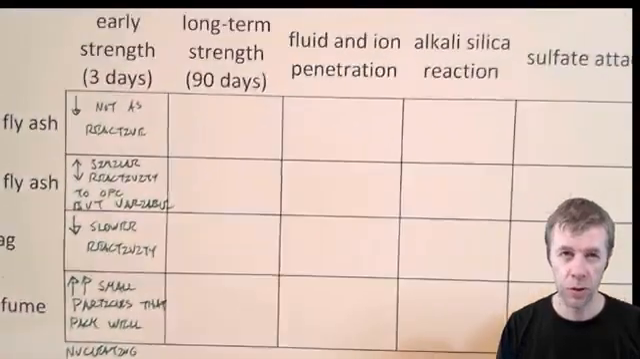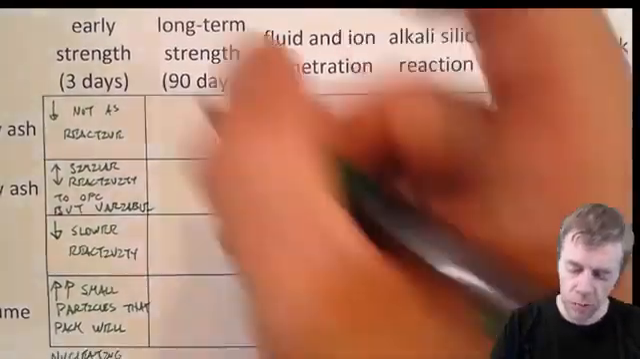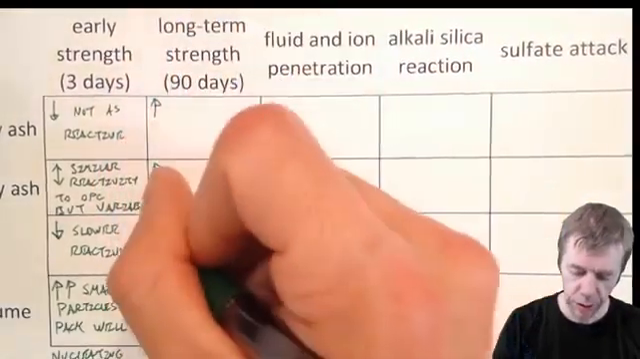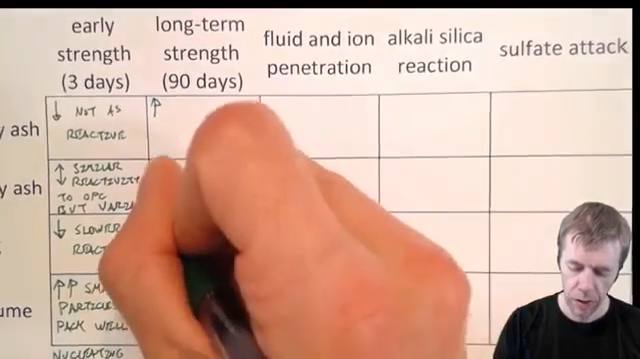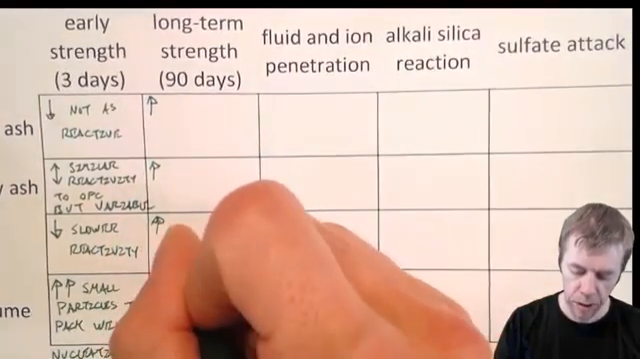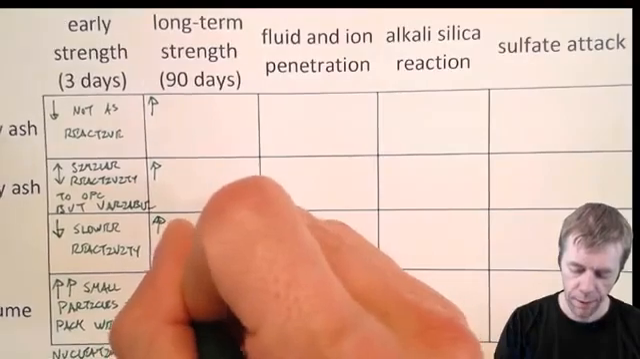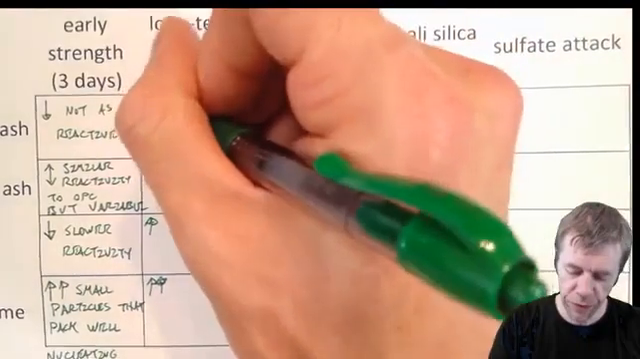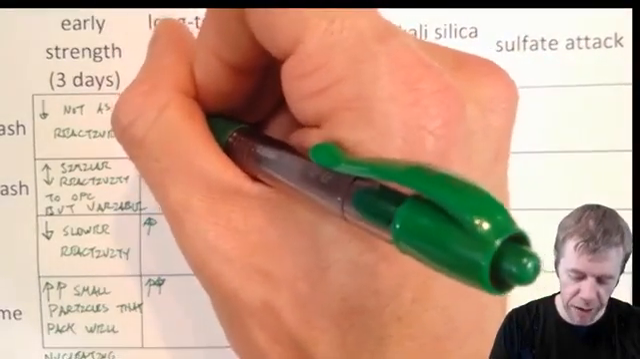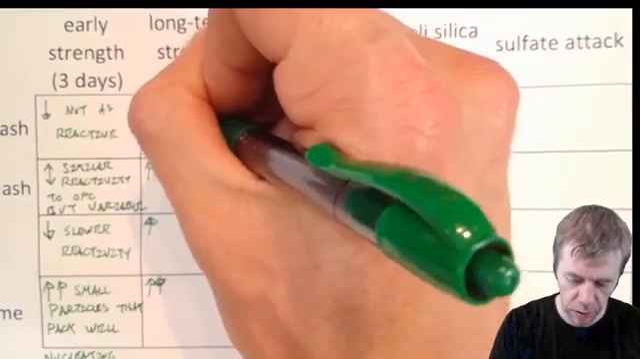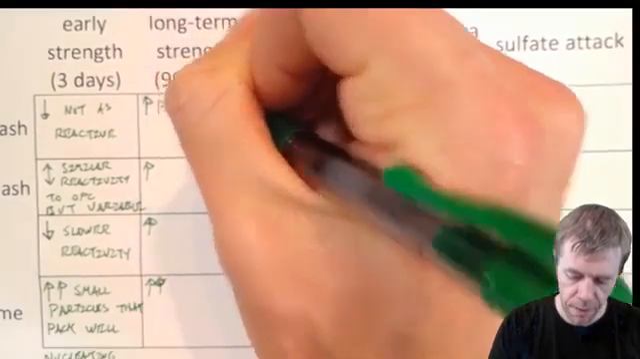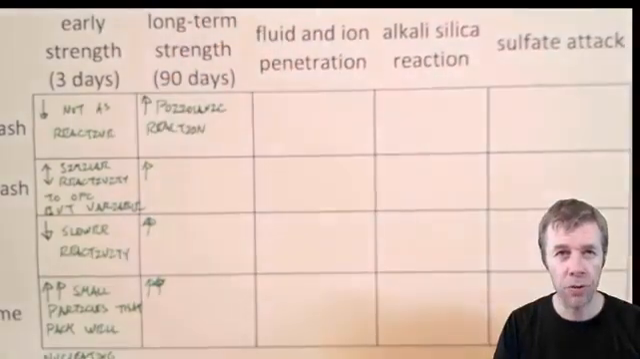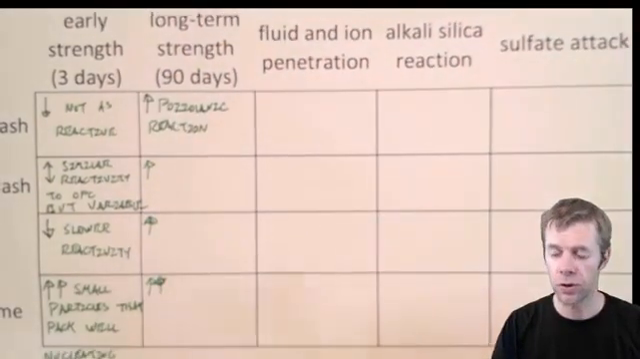All right. Let's talk about the long-term strength gain now. Now, the long-term strength gain is going to go up here. It's going to go up here. It's going to go up here. And it's going to go way up here. Why is that? Well, first of all, for Class F fly ash, we have a pozzolanic reaction. Consumes the calcium hydroxide, forms more CSH, forms it in a structure that's more effective.